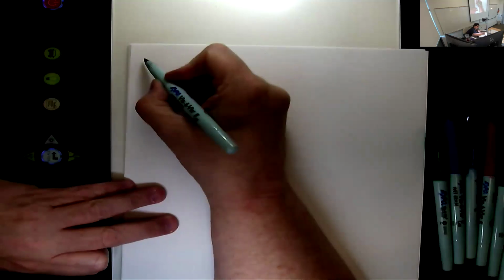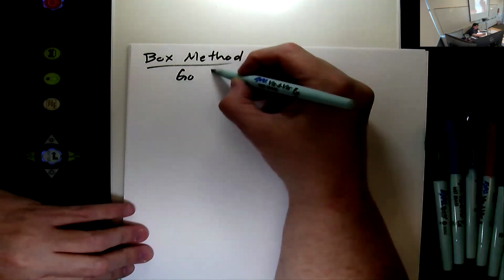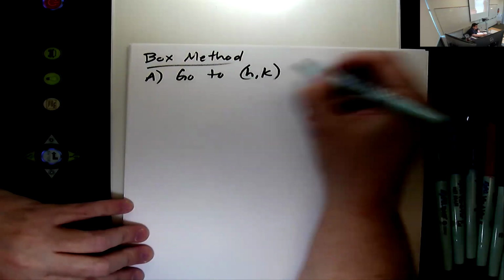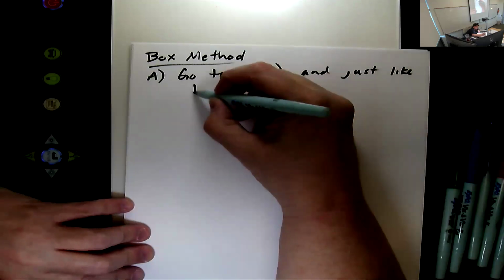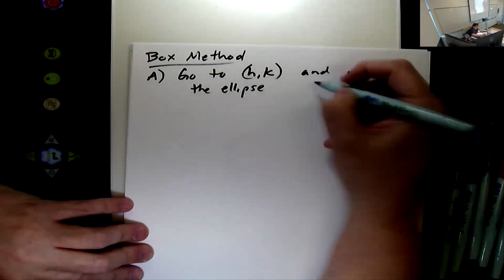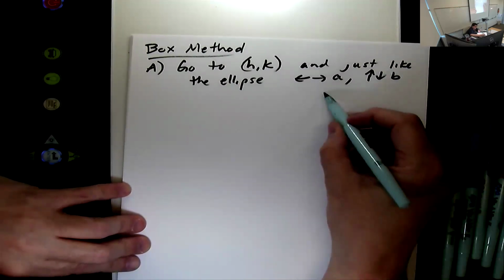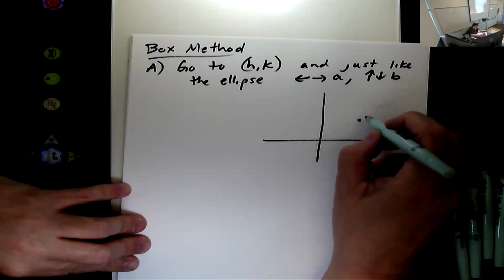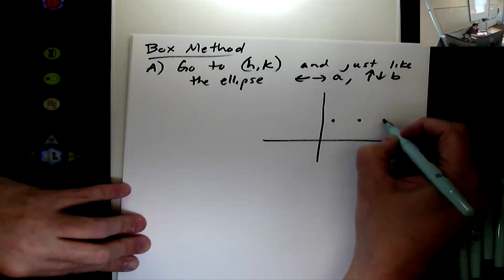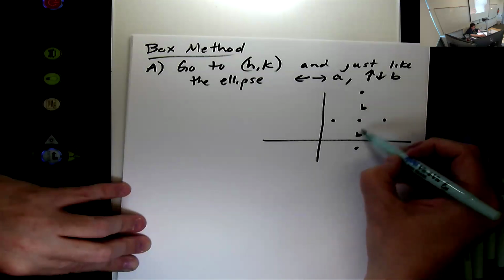All right. Everyone looks like they're done writing. So how do we graph these? We're going to do something called the box method. Go to HK, and just like the ellipse, left and right A, up and down B. Let's say that's B along there, this is A along here.